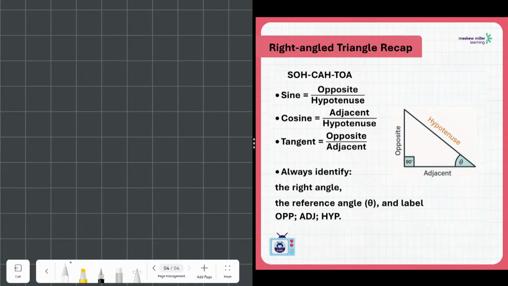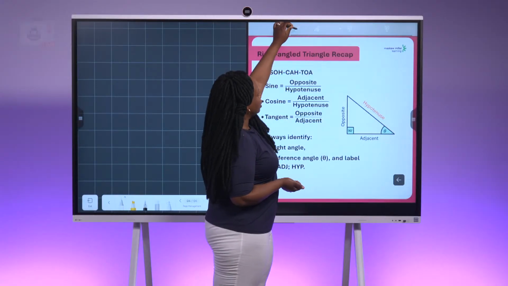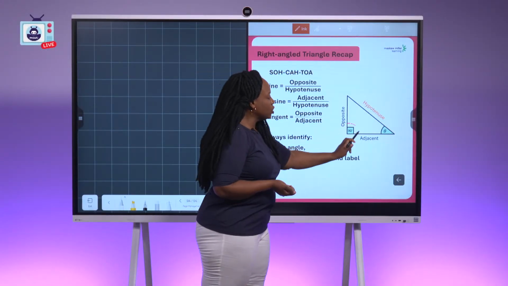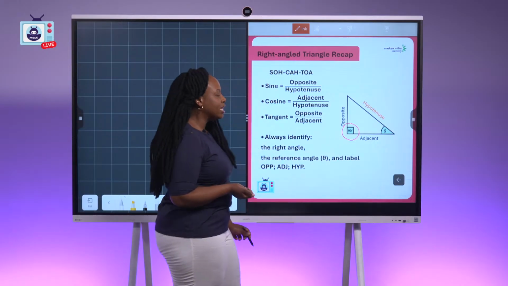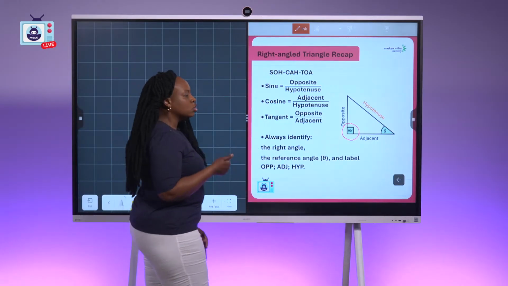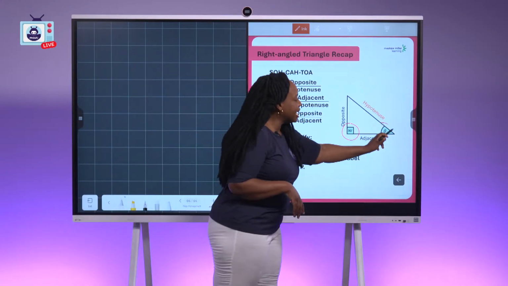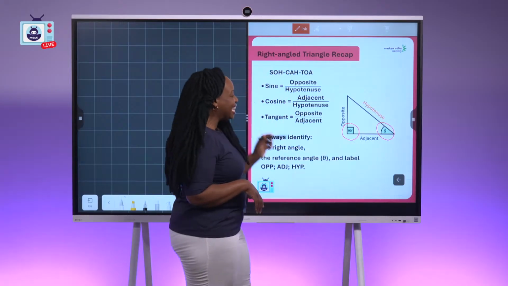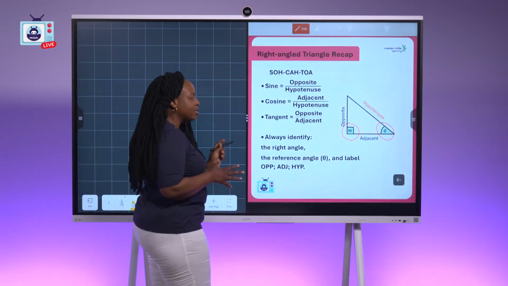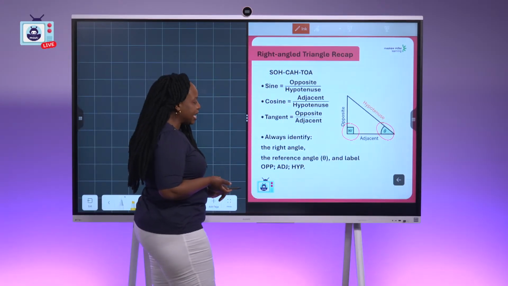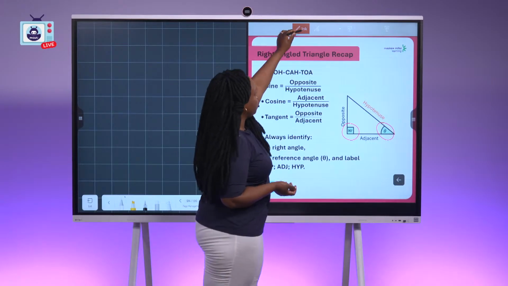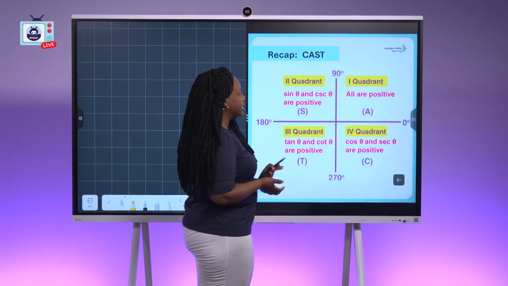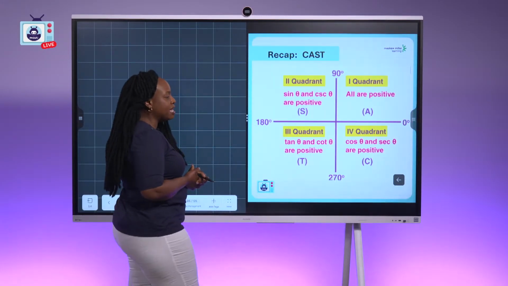Always remember to identify your right angle triangle if you have to use this, because that's what will help you to get the right answer, which shows that we have 90 degrees on the right angle triangle. Also identify your reference angle, as well as labeling the sides: opposite, adjacent, and hypotenuse. Very, very important. Grade 12, please make sure that you can remember that.